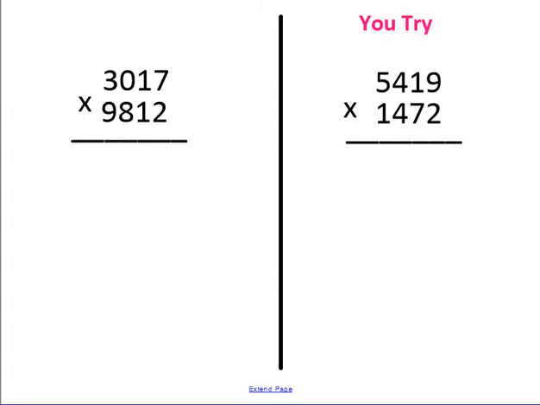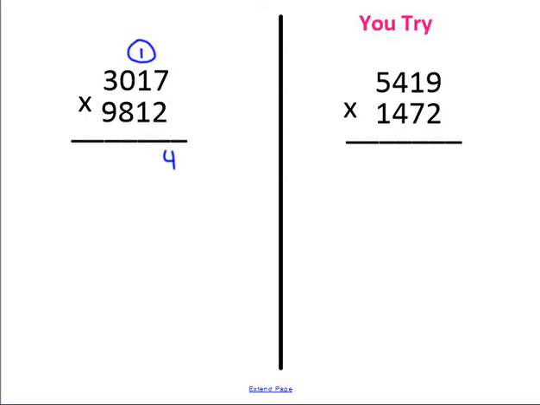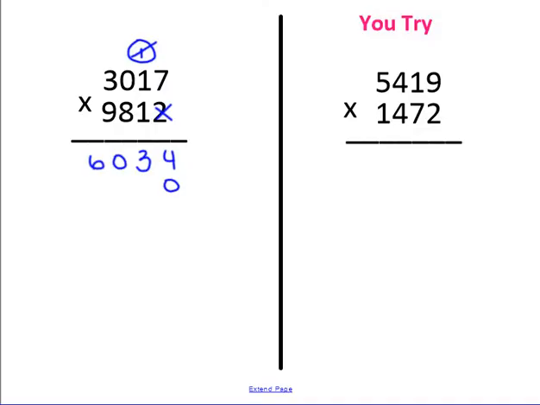Okay? So 2 times 7 is 14. So we carry the 1, we put the 4. 2 times 1 is 2, plus 1 is 3. 2 times 0 is 0. 2 times 3 is 6. I'm done with the 2, cross out my carries, add a 0 as a placeholder, okay?